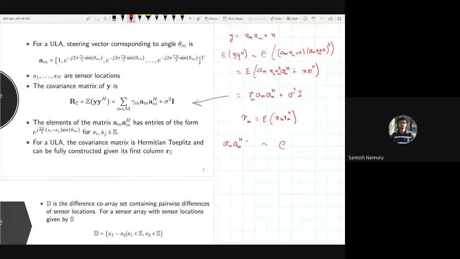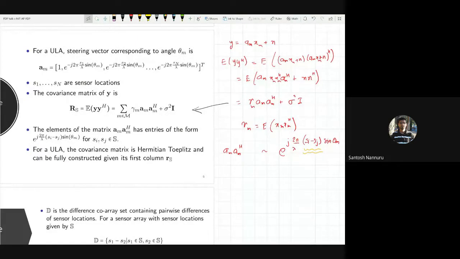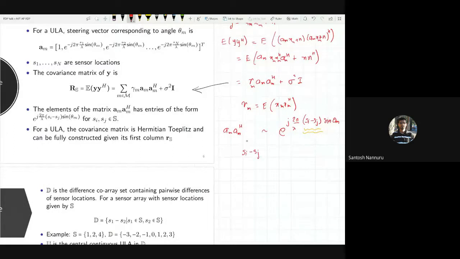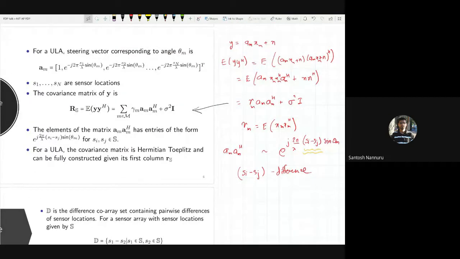So we'll have entries of the form e raised to j 2 pi by lambda times (s_i minus s_j) sine theta. So all entries of the covariance matrix will have some s_i minus s_j present in it. So s_i minus s_j is the difference between the ith sensor location and the jth sensor location. S_i and s_j are the sensor positions.